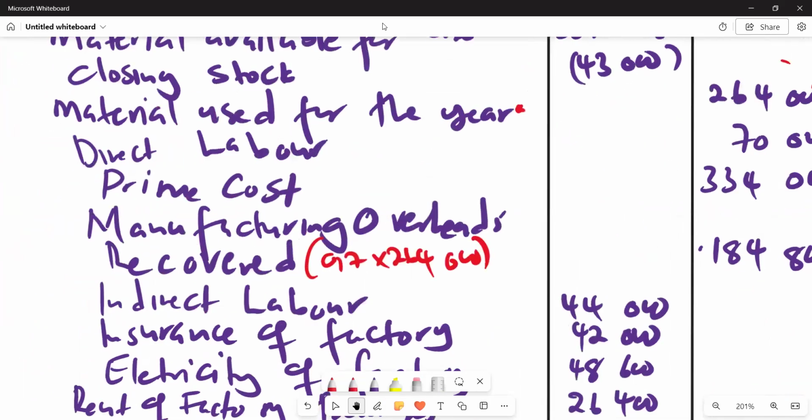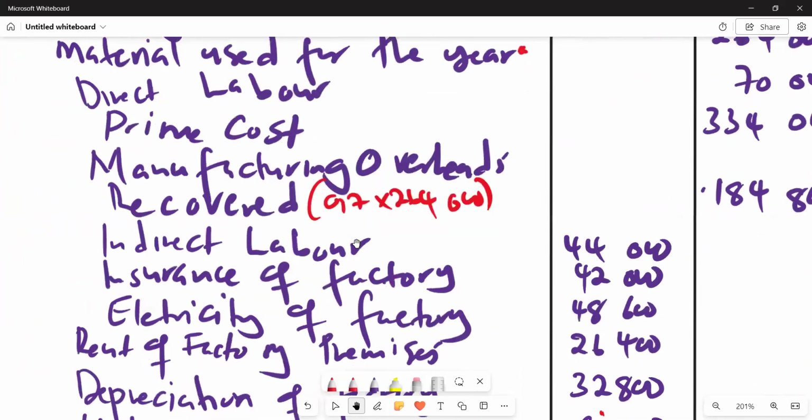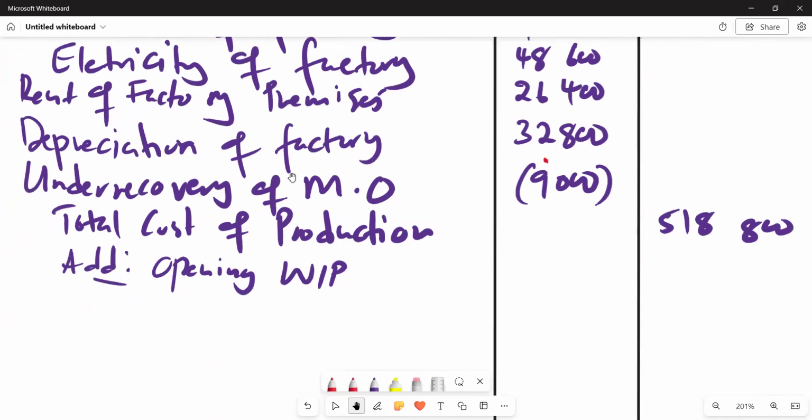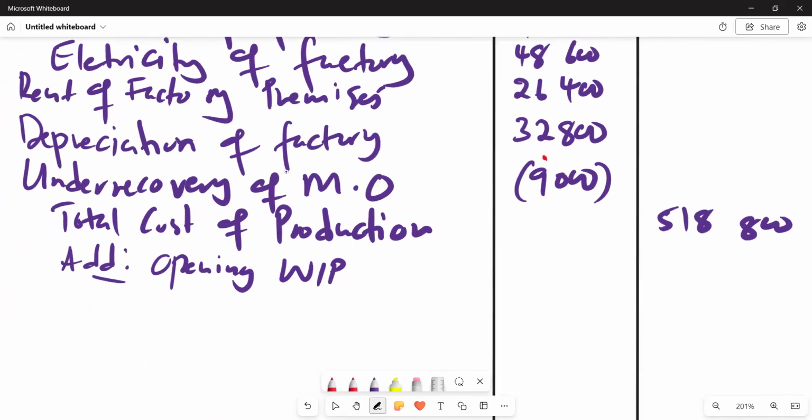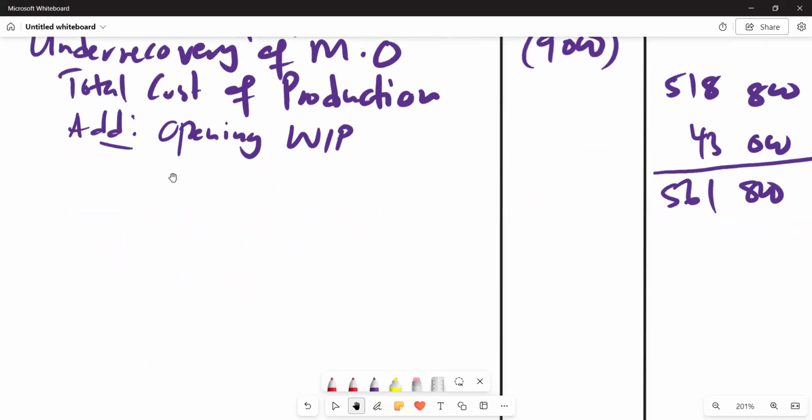So we come back again. So opening work in process, we have got 43,000. So we are saying here 43,000. And we add the total that we are supposed to get by saying 518,800 plus 43,000 is 561,800. Then obviously you go now to the closing.